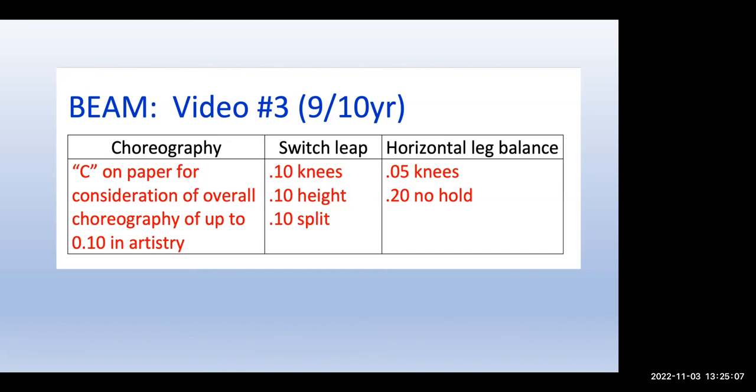Switch leap, 1/10 for knees, 1/10 for height, 1/10 for split. The horizontal leg balance, just as it is in level 8, has to be held and has to be held on toe. She did not hold it. Okay, let's watch it in slow.